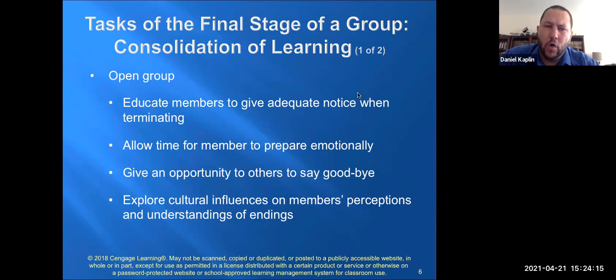Now, when we talk about open groups and closed groups, you may recall that in open groups, people can enter and leave the group at their own pace. In closed groups, people tend to start and end at the same point. But if you're at the final stage of group, and you personally are going to leave the group, it's critical to give adequate notice before terminating. My general rule is that you should give yourself 2 to 3 weeks for people to say goodbye. So if you are in an open group setting and you're going to leave the group, build in a transition period that's going to allow the member themselves to adjust to no longer being part of the group, but it also allows other members of the group to say goodbye.